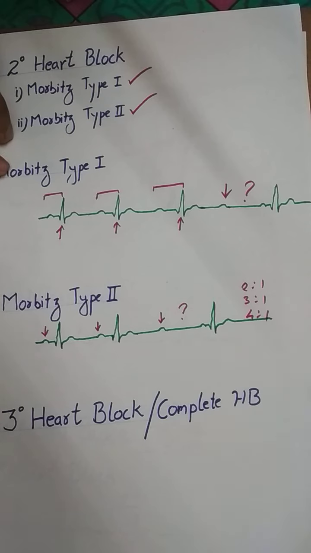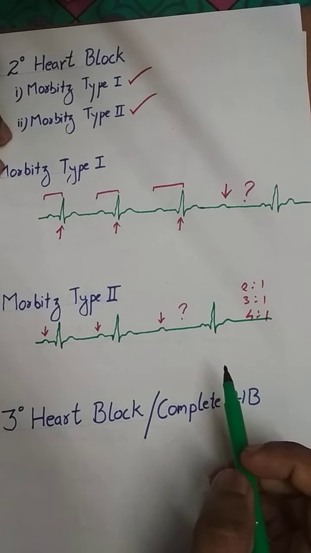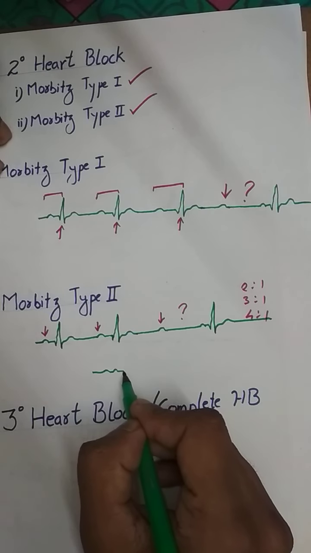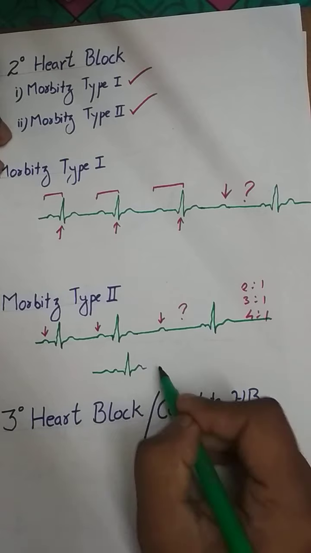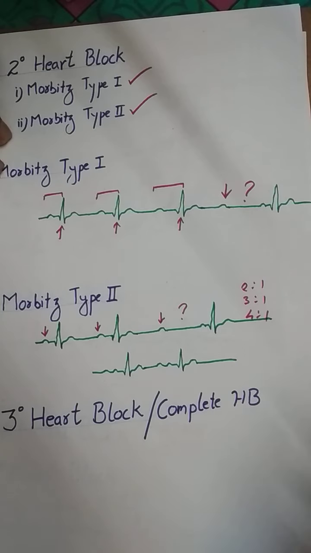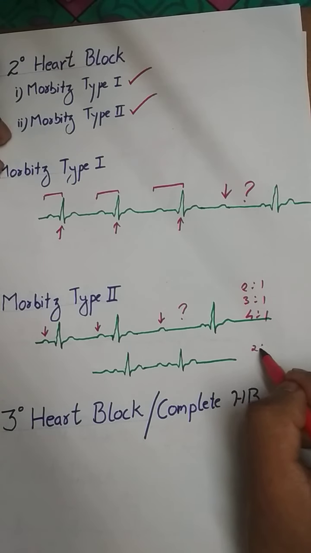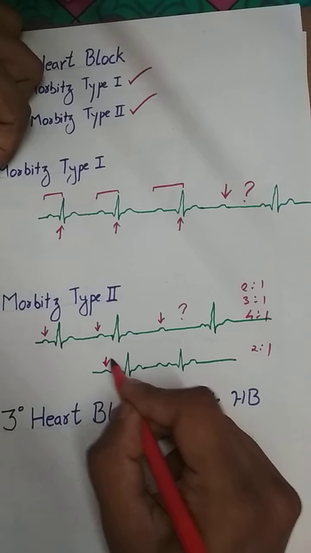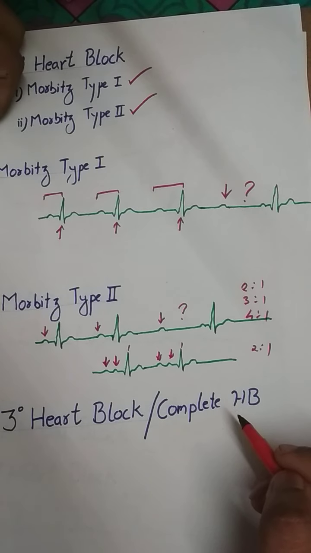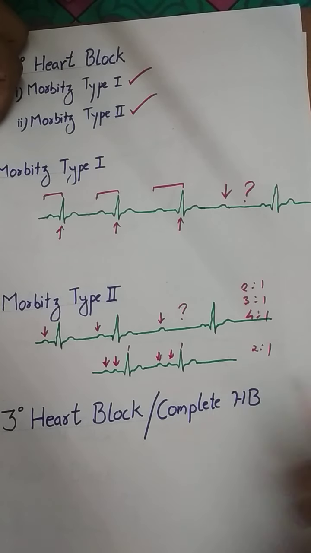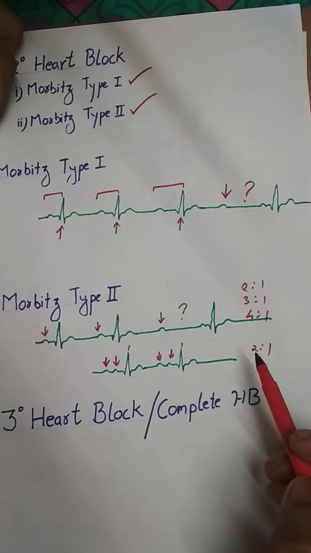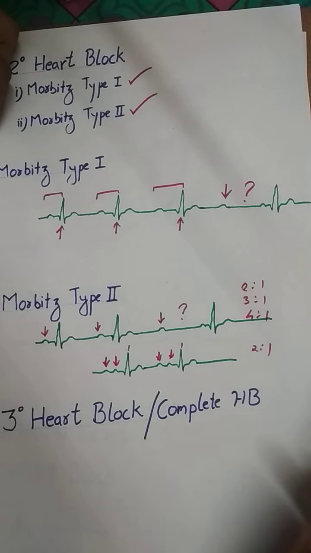So I will draw an example of the 2:1 type of Mobitz type 2. So this is the example of the 2:1 type of Mobitz type 2. You can see there are 2 P waves for every QRS complex. This is the subtypes. This can be of 2:1 type, 3:1 type, or 4:1 type. This is all about Mobitz type 2.